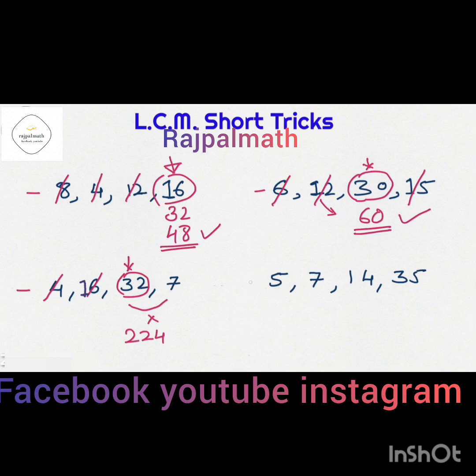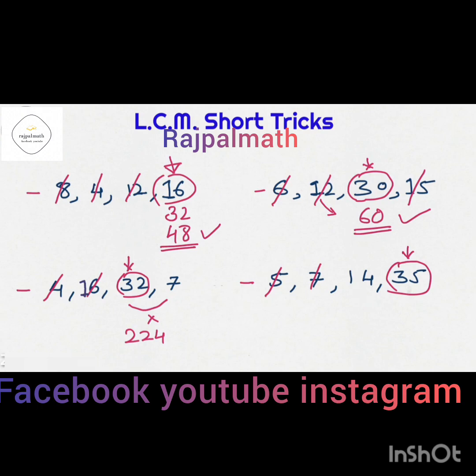Now let's figure out the next one, like 5, 7, 14 and 35. So here you can see there is a prime number, but don't get confused, because the first rule you are going to apply is to identify the biggest number, that is 35. And this 35 is completely divisible by 7 as well as 5. So 7 is out of the picture now. Now let's figure out the LCM of 14 and 35.